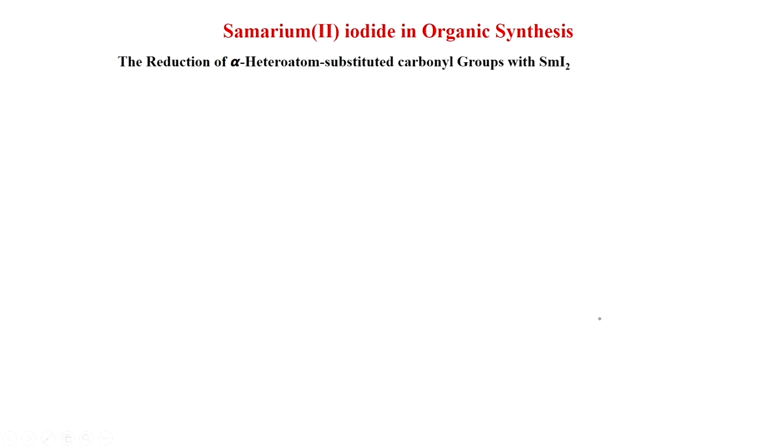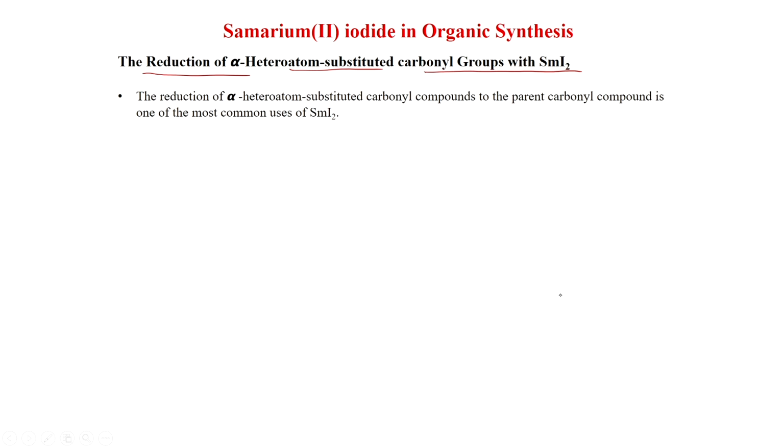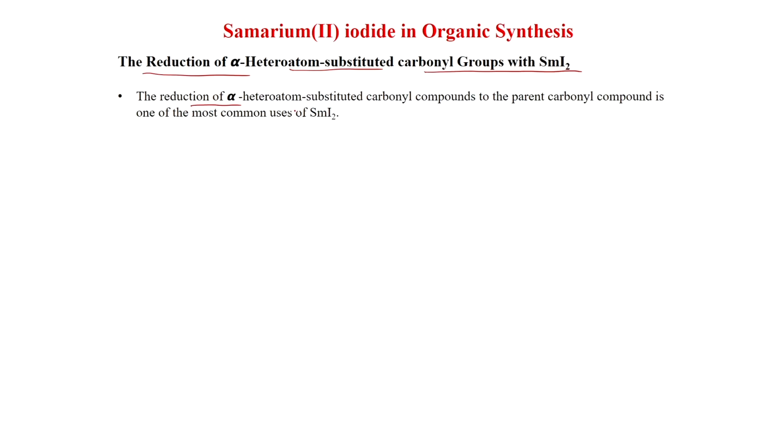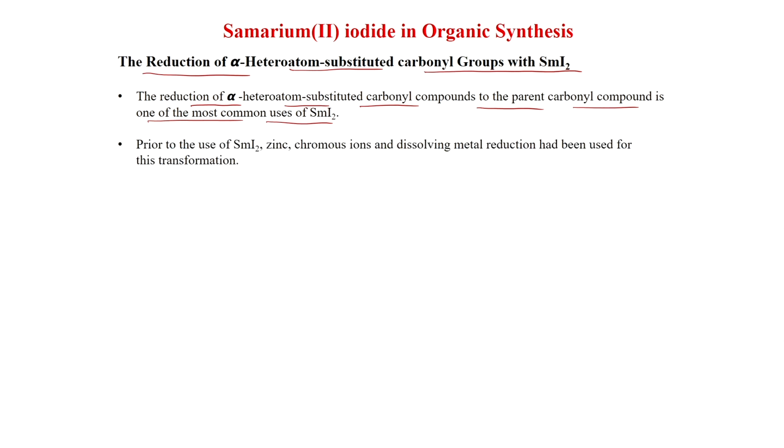So, first we will discuss the reduction of alpha heteroatom substituted carbonyl compounds with samarium iodide. In the case of samarium, last class we have seen when the alpha halo ketones are there, then they generate the enolates. So, here also the reduction of alpha heteroatom substituted carbonyl compounds to the parent carbonyl compound is one of the most common uses of samarium iodide. So, here you can generate the enolate, and that enolate if you combine with a proton source, then you can generate the ketone.